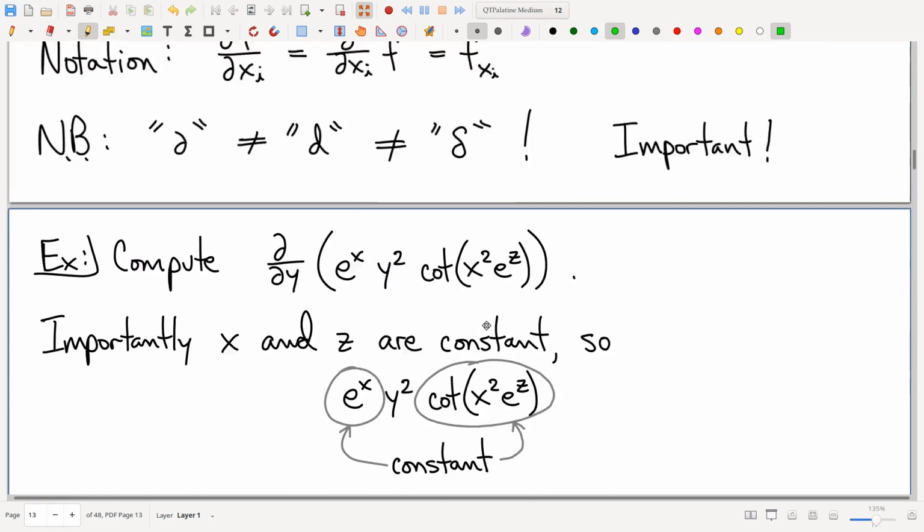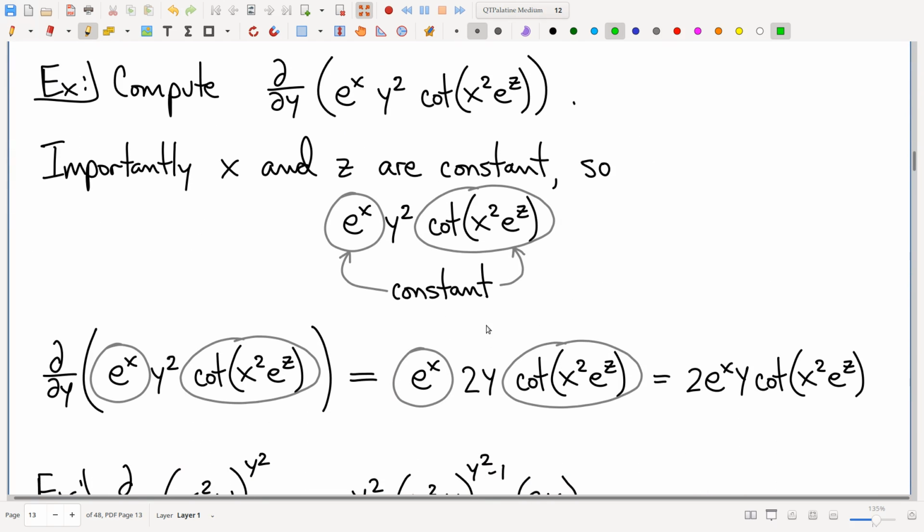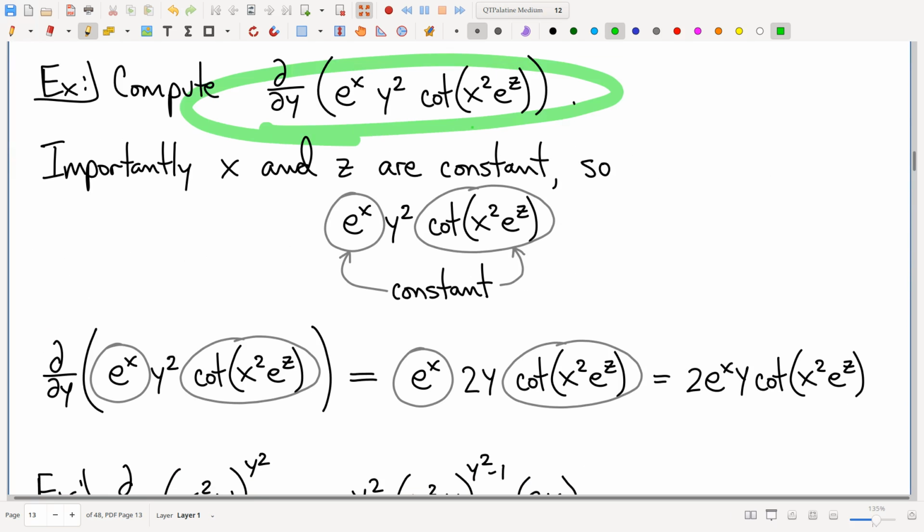Okay. All right, example. This looks like a hard one. Look at that function we're going to take a partial derivative of. It's a product of three factors. One of them is a composition. There's cotangent. There's exponentials. Yikes. Looks like a hard function. This is actually a really easy partial derivative to compute, which makes it a fantastic starter example.